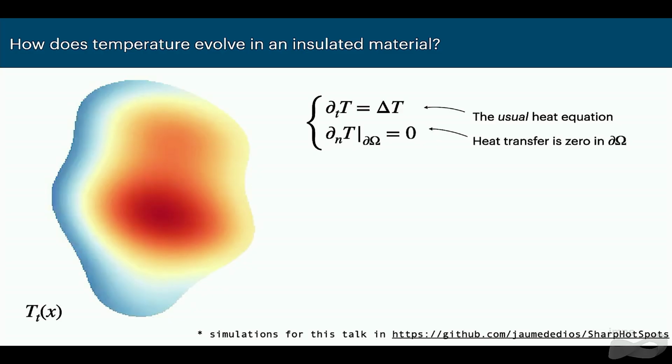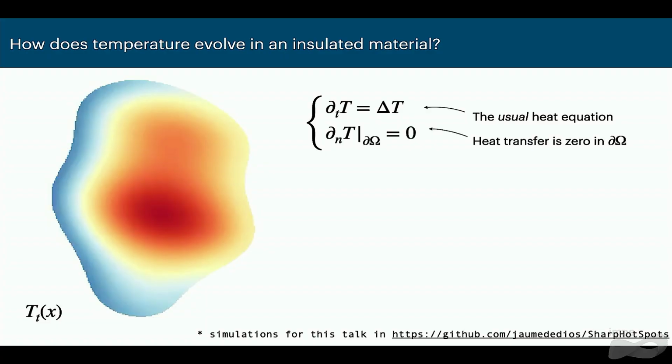We start with a piece of material, some sort of potato, which is insulated from the environment, has a uniform material but a non-uniform temperature distribution. How does the heat in the material evolve? Well, we know this. It satisfies the heat equation. That's the line on top.